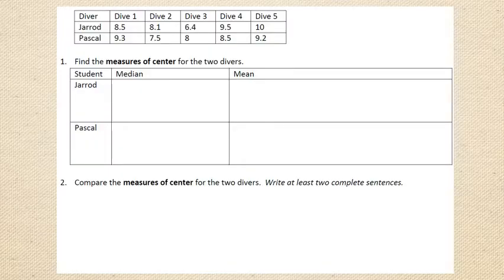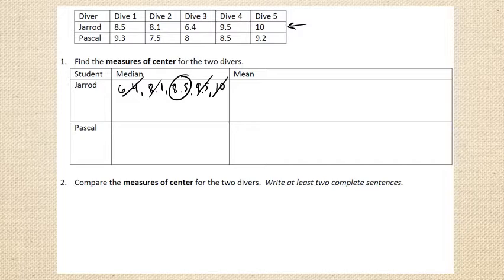Find the median for Jared. When we find the median, we have to list all the numbers in order from least to greatest. So I'm going to take Jared's numbers here and list them: 6.4, 8.1, 8.5, 9.5, and 10. And then I'm going to find the center number, so you can cross off, for example, and I will see that the center value is 8.5.